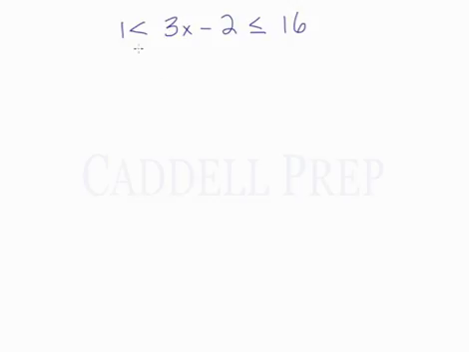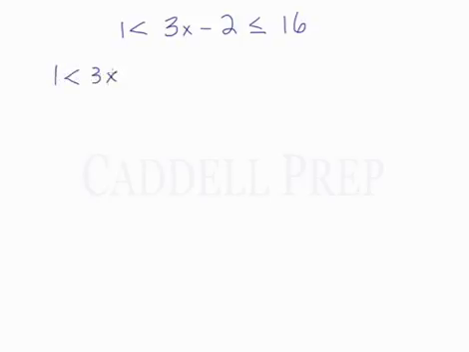Here we have a more complicated inequality. We have two different conditions. 3x minus 2 has to be greater than 1, and also 3x minus 2 has to be less than or equal to 16. This is kind of complicated to do as is. What we should do is separate these into two different inequalities.